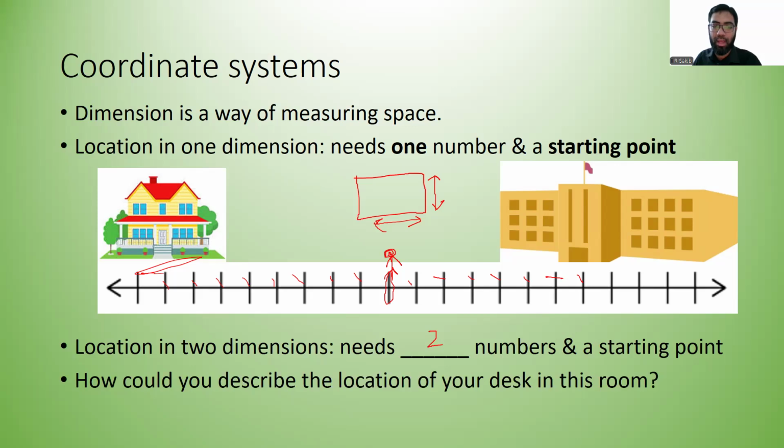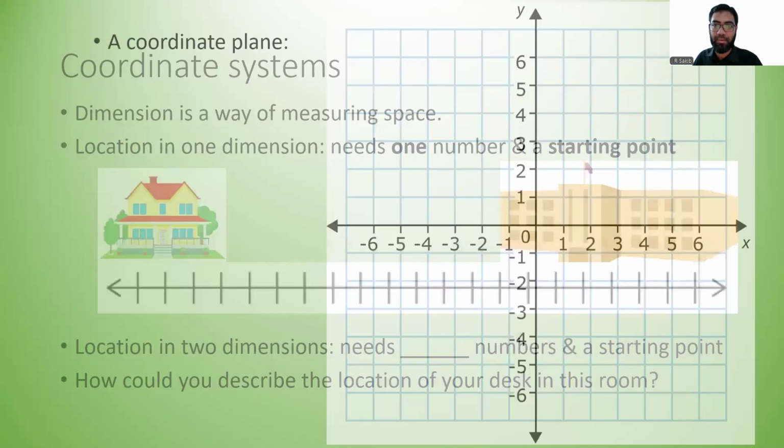So how could you describe the location of your desk in this room? In this room, we need 3 dimensions. To locate the location of your desk in this room, we need 3 dimensions. We need the length, the breadth, and the height as well. Okay. Now moving on to the next topic.